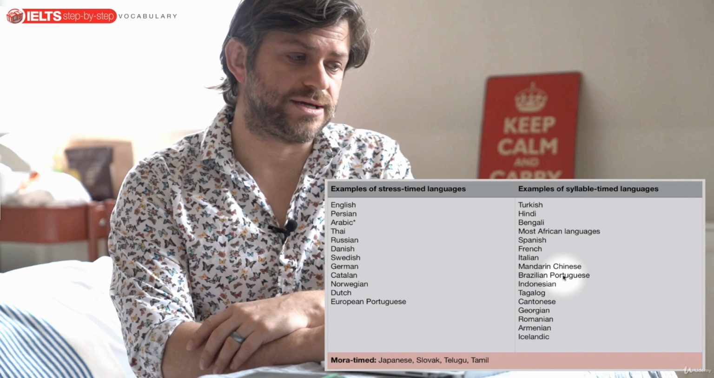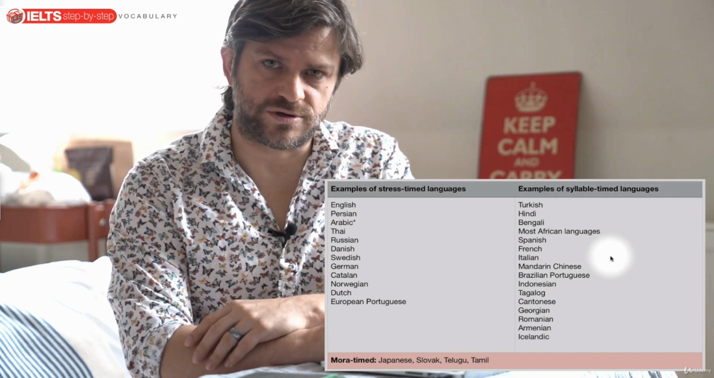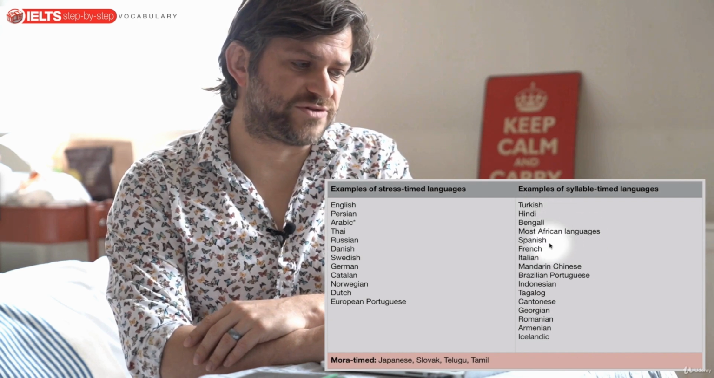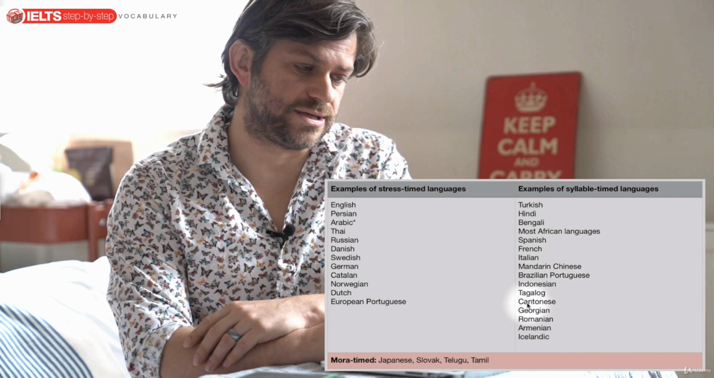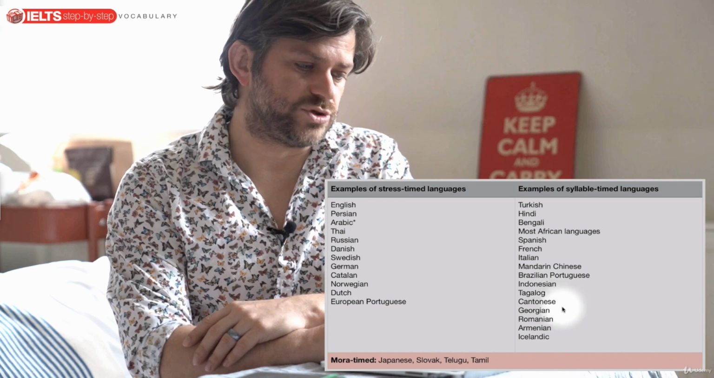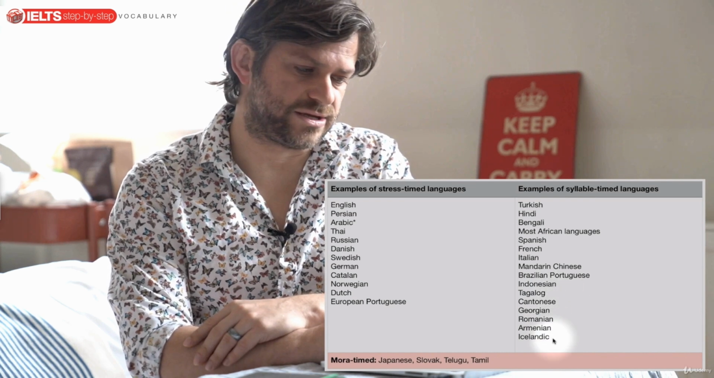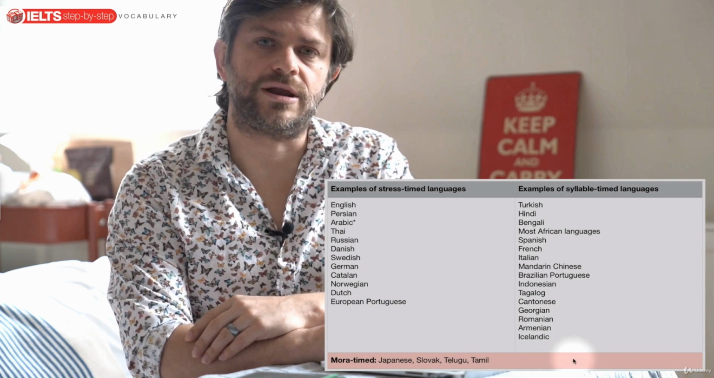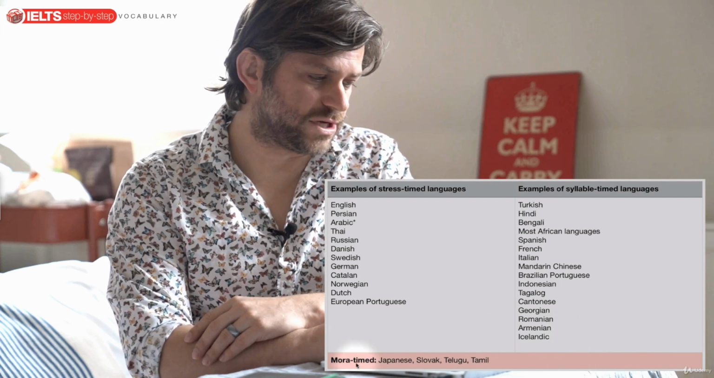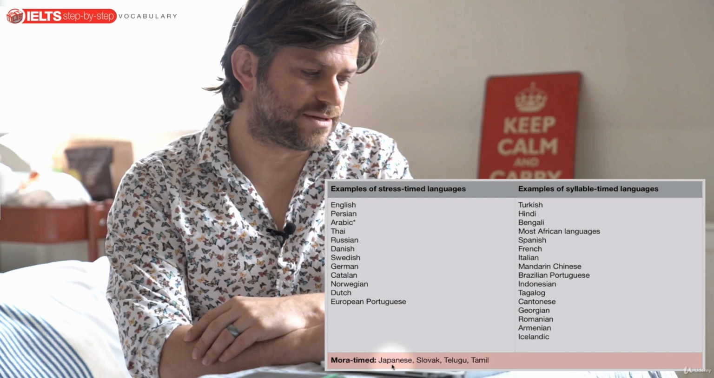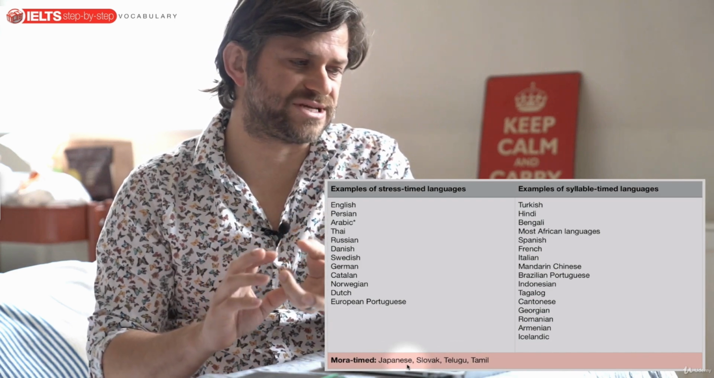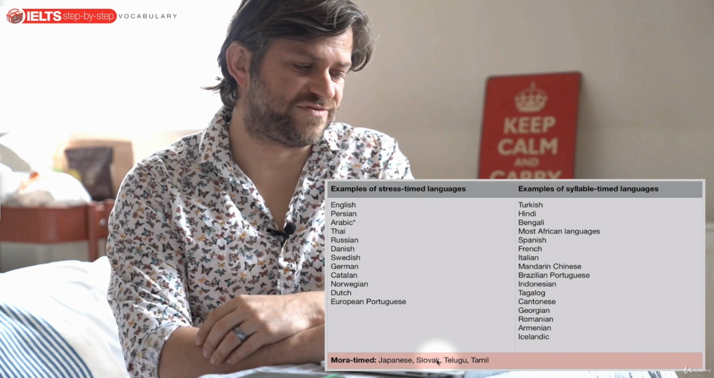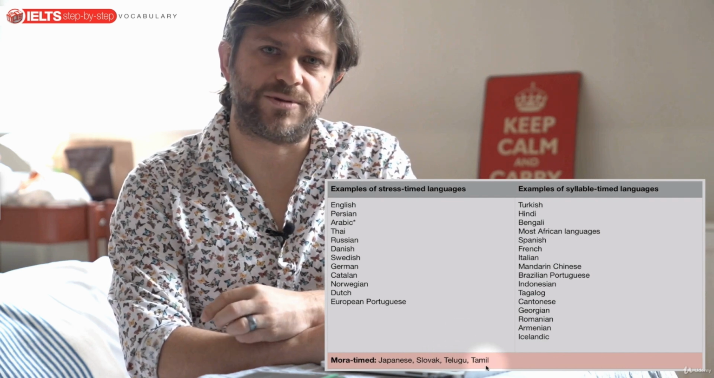Brazilian Portuguese, on the other hand, is syllable timed, like most of the rest of the world's languages. Turkish, certainly, Hindi, Bengali, most of the African languages, Spanish, French, Italian, Mandarin Chinese, and Cantonese, and then Indonesian, Tagalog, Georgian, Romanian, Armenian, and then I said Icelandic as well. And so these are just a few of them, but this list can continue going for a lot longer if I wanted to. And then you've got these unusual ones. I'm not going to try and explain them to you, but they're sort of halfway between stress timed and syllable timed. And Japanese is a classic example of one of those. And then some of the Dravidian languages like Telugu and Tamil.